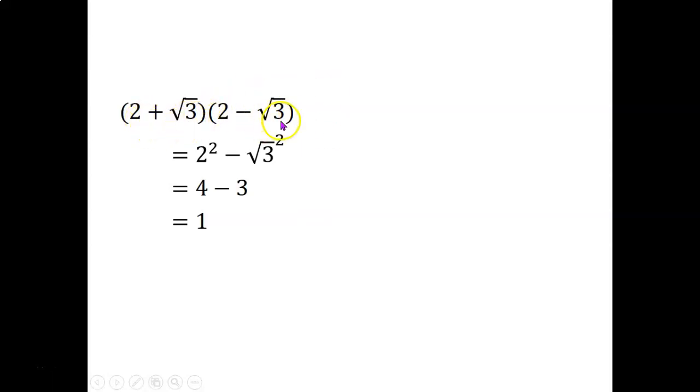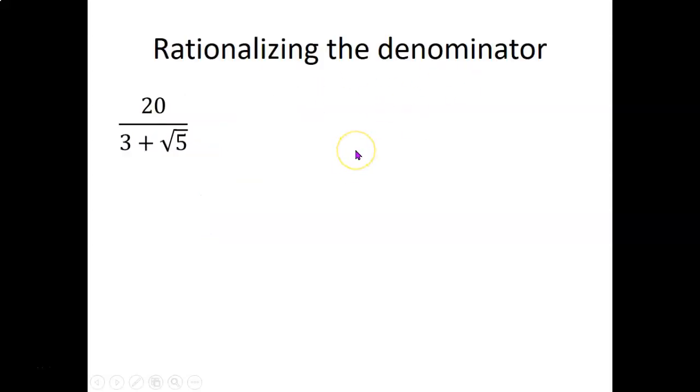Now, these two things that we were multiplying together are sometimes called conjugates of one another. That's the word for when you have two expressions that are the same, except one has a plus and one has a minus in the middle. And notice how when we multiplied those together, the result was just a nice whole number. That's going to come in handy in the next example.